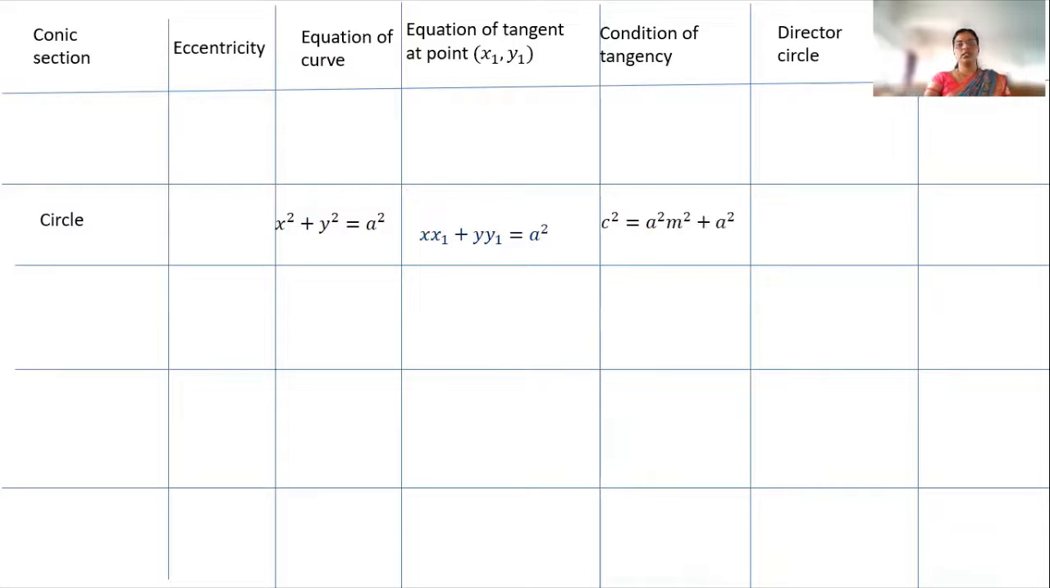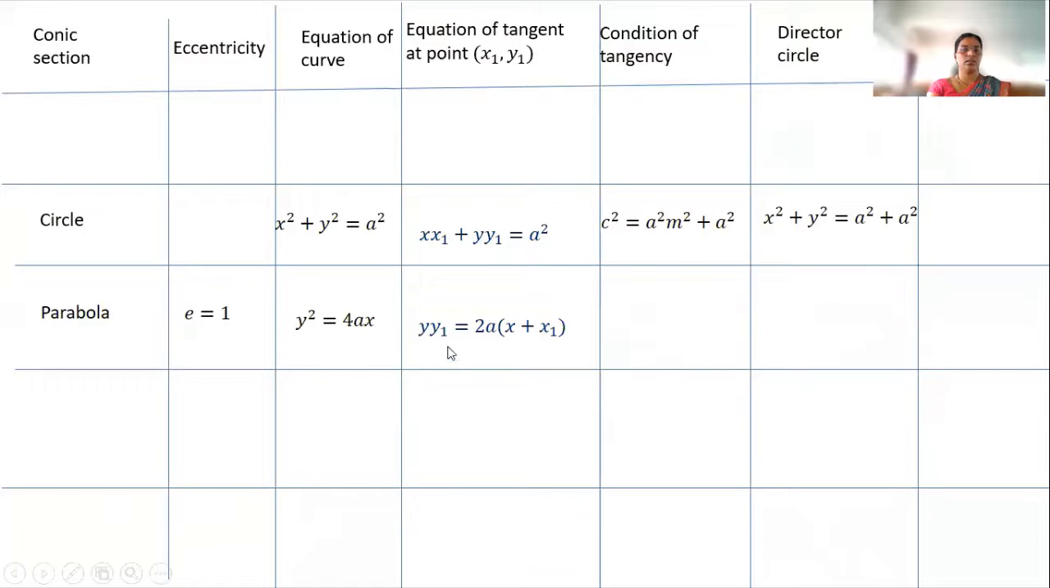Condition for tangency: c square is equal to a square m square plus a square. And the equation of its director circle is x square plus y square is equal to 2a square. Then for the parabola, eccentricity is 1. The equation of the standard parabola is y square is equal to 4ax. Its tangent equation is yy1 is equal to 2a(x plus x1).